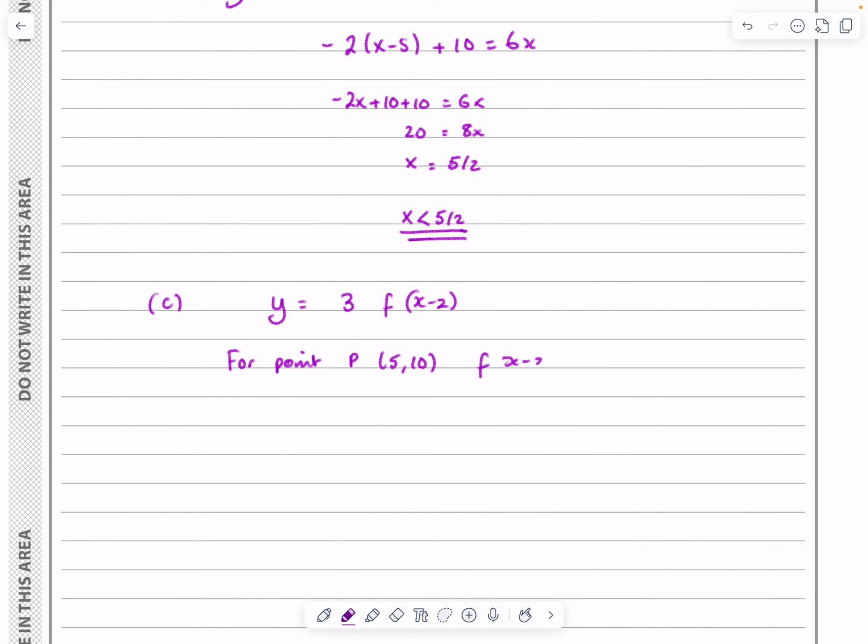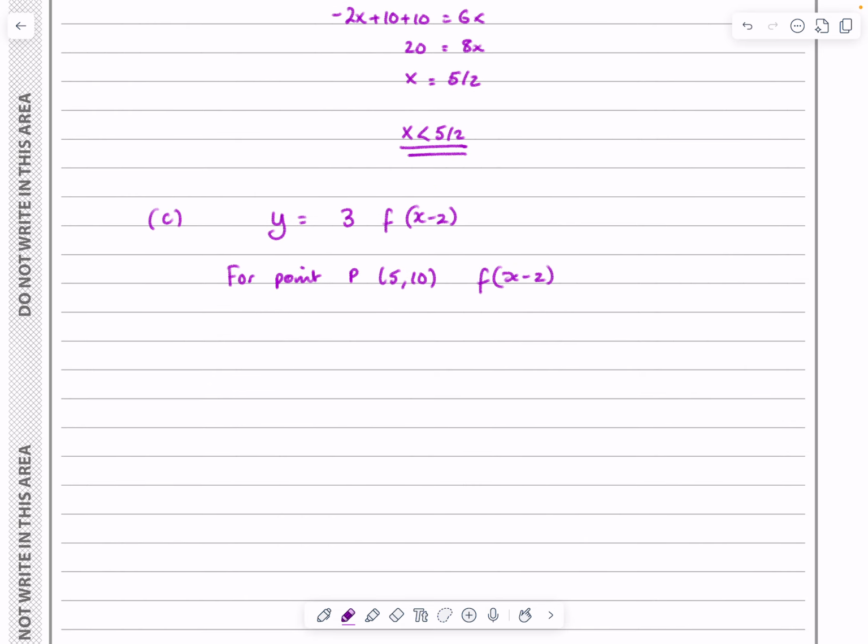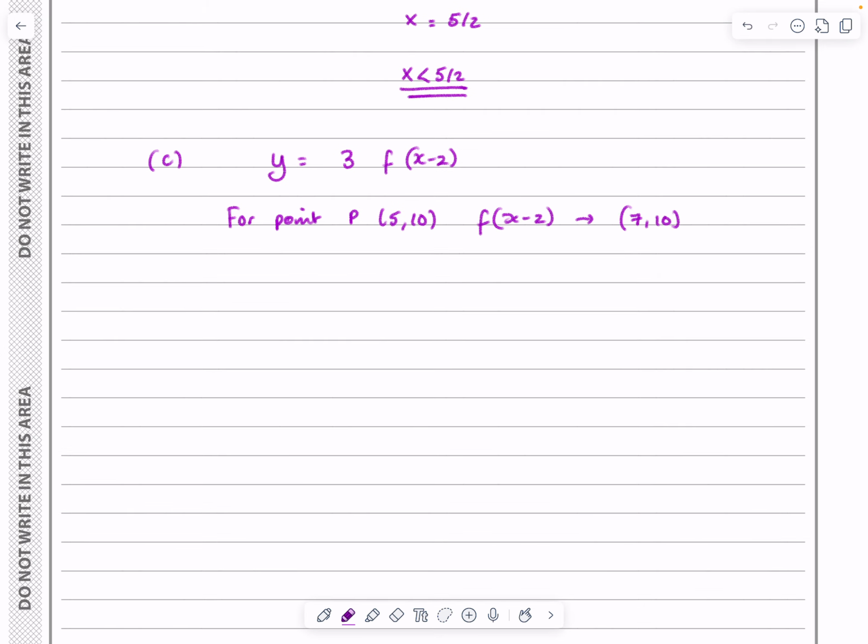f(x - 2), that's a translation, isn't it? That's 2 units to the right, means that P will become (7, 10) from (5, 10). It moves 2 units to the right, and then 3 lots of f(x - 2) is going to be a stretch, scale factor 3, parallel to the y-axis. So instead of having (7, 10) now, we're going to have (7, 30).